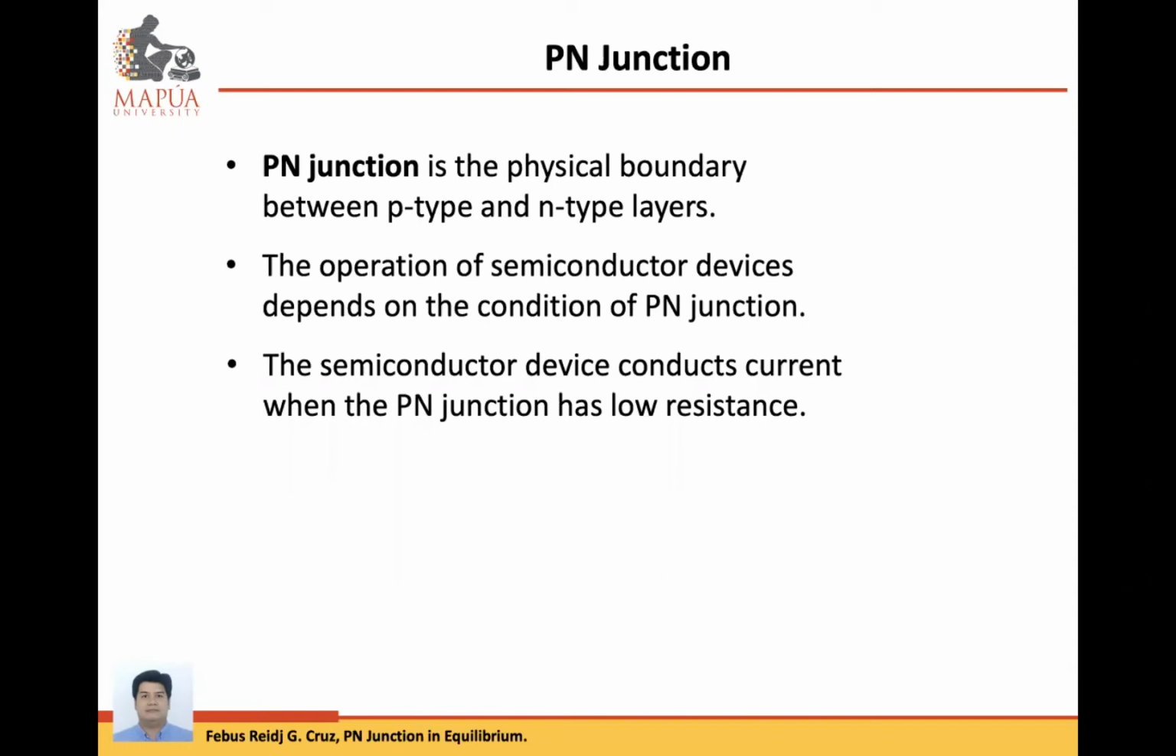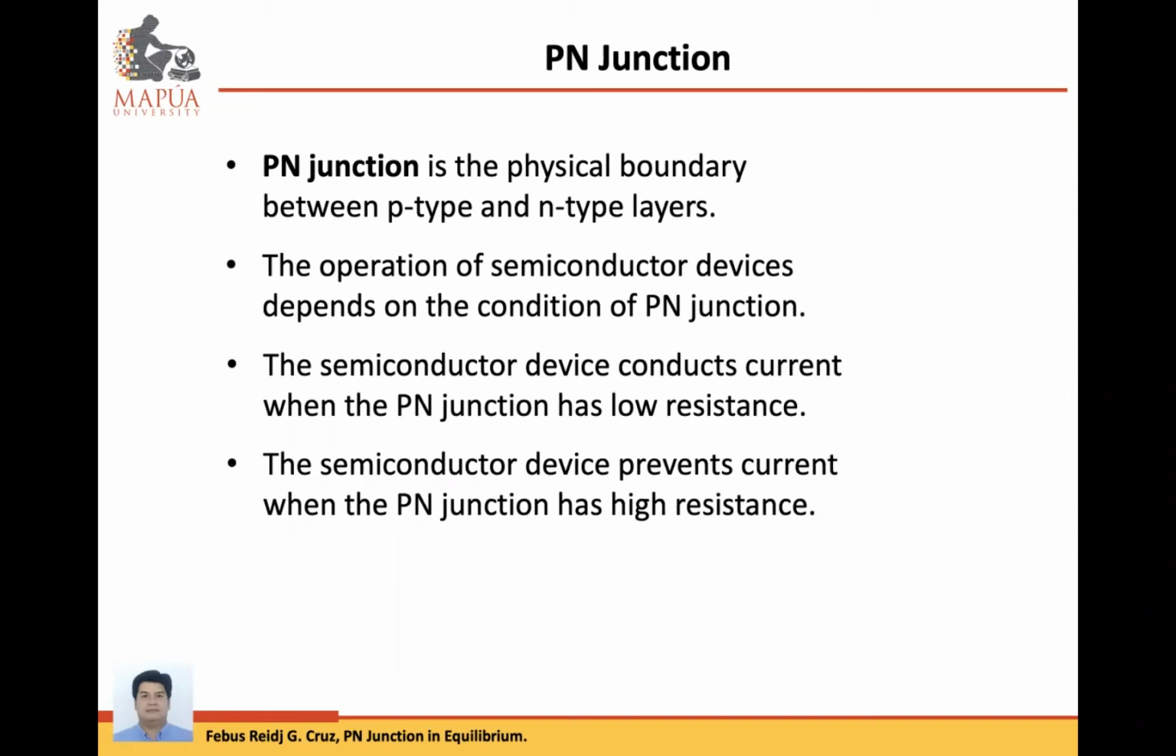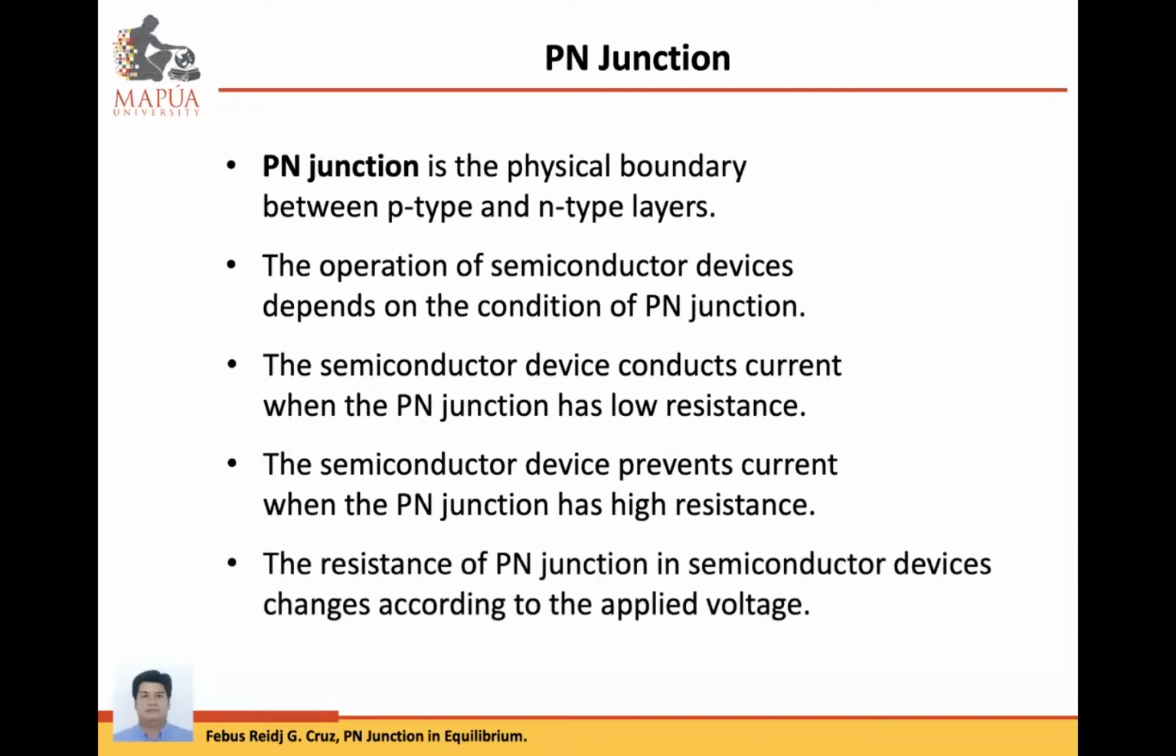So a semiconductor device conducts current when the internal resistance of PN junction becomes lower. And the semiconductor device will prevent current when the PN junction has high resistance. So we can say that in semiconductor devices like diodes and transistors, the resistance of the PN junction changes according to the applied voltage. In electronics, we call it bias voltage, biasing voltage.